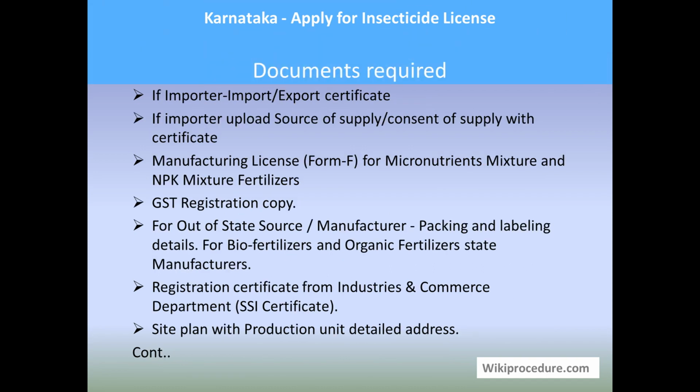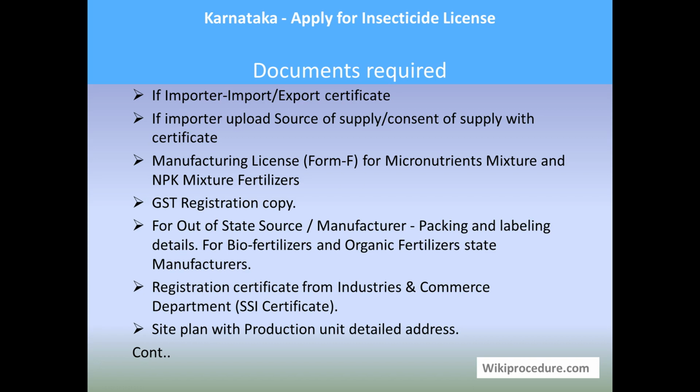If importer, then import or export license. If importer, approved source of supply and consent of supply with certificate. There should be a consent for the imported goods. Manufacturing license Form F for micronutrients mixture and NPK mixture fertilizers. GST registration copy for out of state source state. You have to provide the source or manufacturer. Packaging and labeling details. For biofertilizers and organic state manufacturers, you need this.